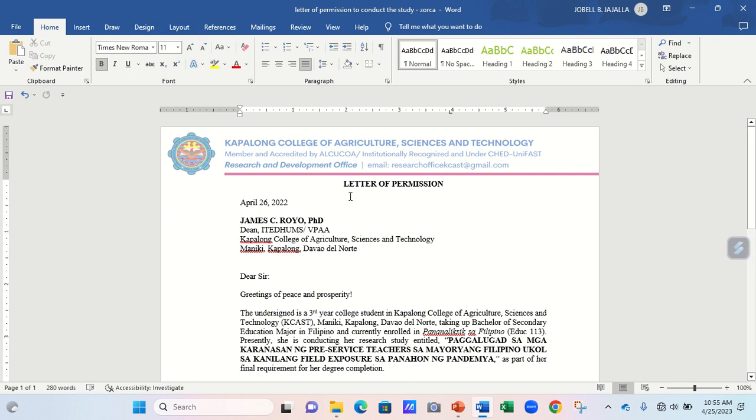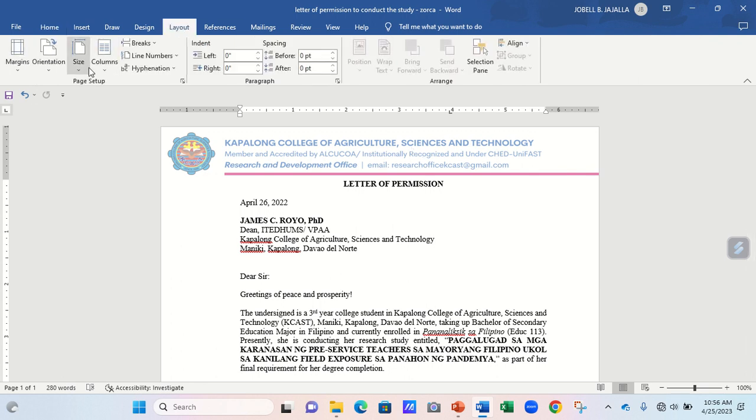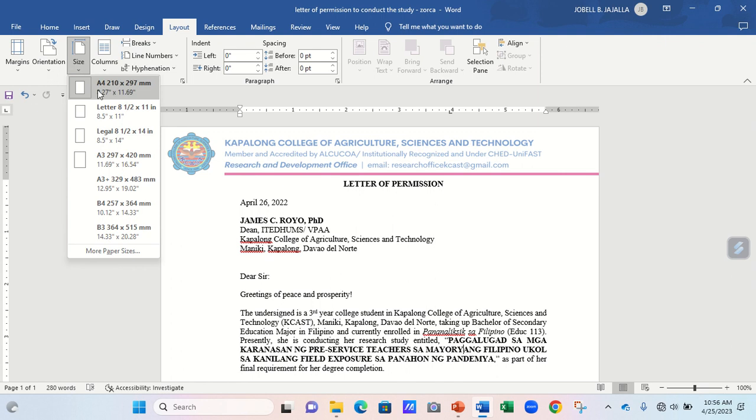For our spacing, we just have to follow the spacing. It is single spacing for the most part. I will give a sample in the group chat, and all you have to do is replace the names and entries that are no longer applicable to your study. Another is the layout. The paper size is A4. It is not letter or short bond paper, because that is for master's degree studies, and you are still undergraduate, so A4 paper is appropriate for you.